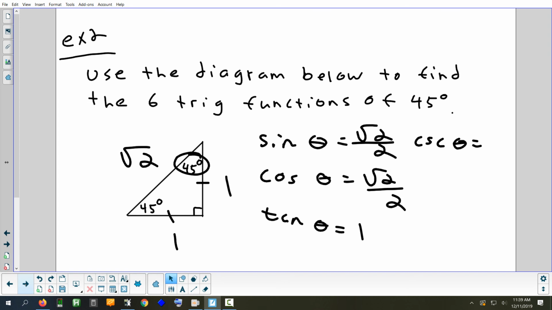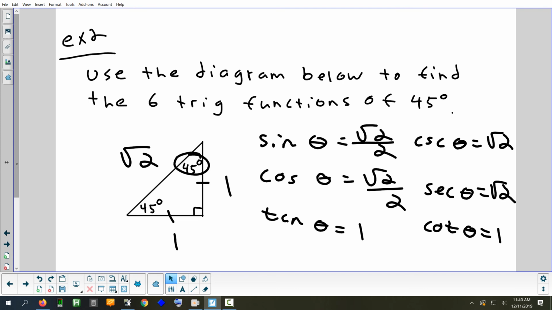What's your cosecant? Square root of 2. But if you notice, if you compare all these answers to what we did for a 45-degree angle before, these are all the same answers. Because it doesn't matter what size triangle you use. What's your secant? And your cotangent? 1. So there's 6 trig functions of 45 degrees.